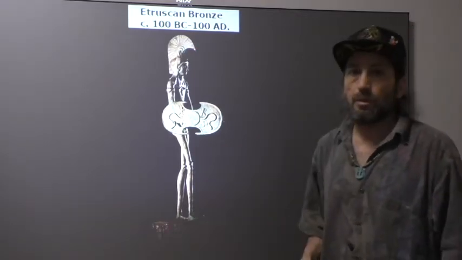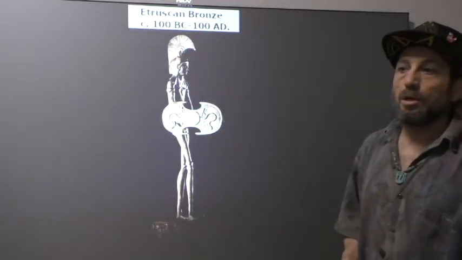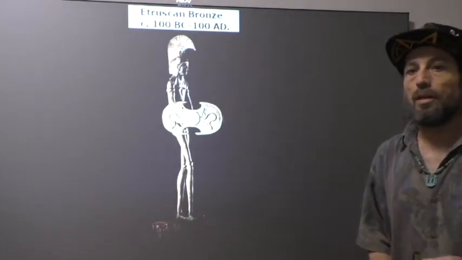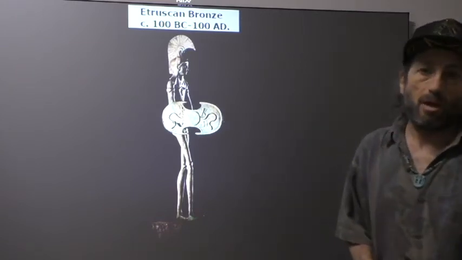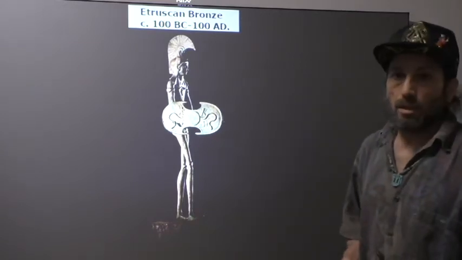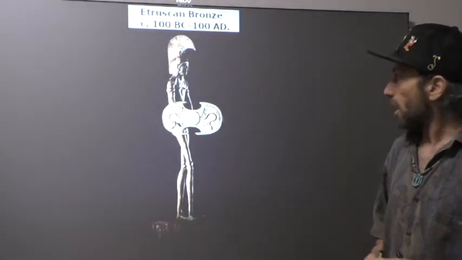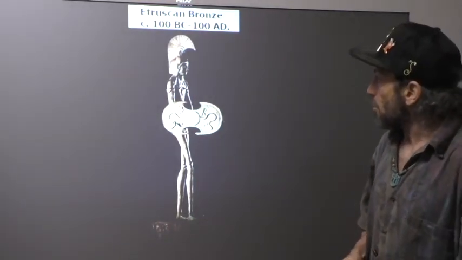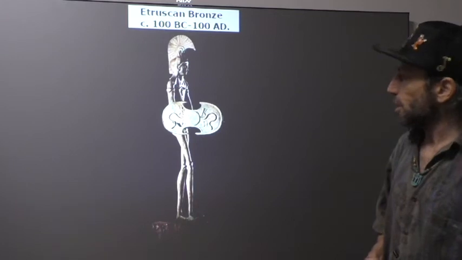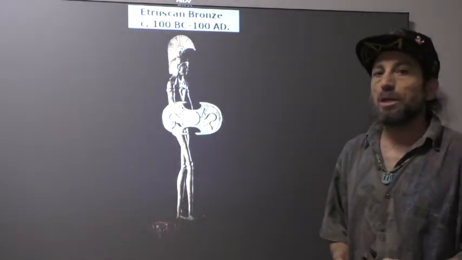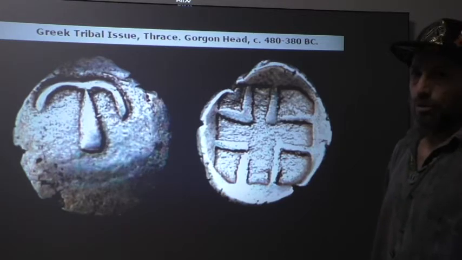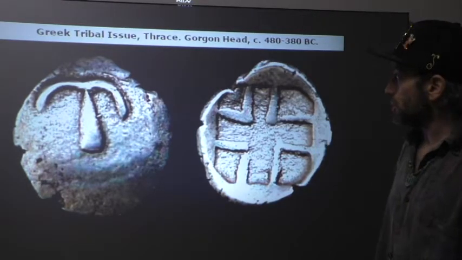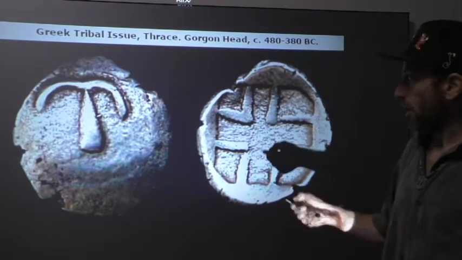So the early Etruscans were the original Romans, and they coexisted around the same time as the Greek people in the same area, as well as the Hebrew people also in Canaan. But all of this was happening around the same time. The Hebrews, the Greeks, the Romans were all being influenced very heavily by the mushroom. This is a Greek tribal issue from Thrace, and it shows what is supposed to be the Gorgon head right here.